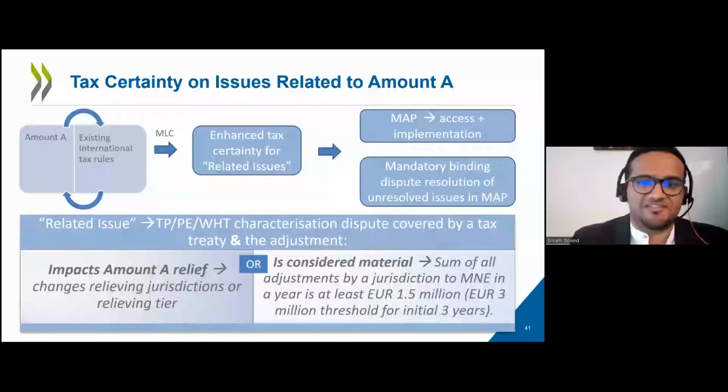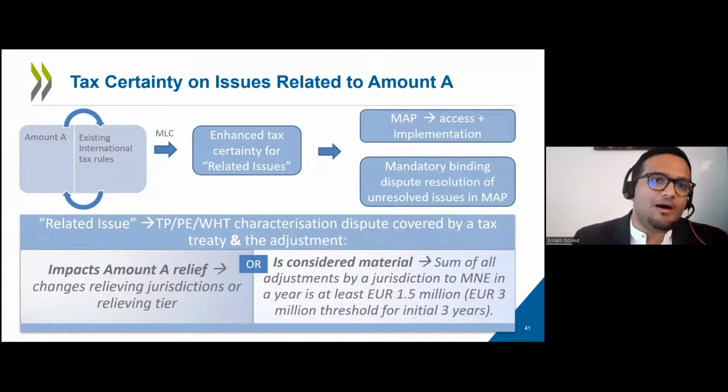Thank you very much, Sandra, and good morning, afternoon, or evening to all. You just heard about the Amount A tax certainty framework from Sandra. I will now take you through the framework for tax certainty for issues related to Amount A.